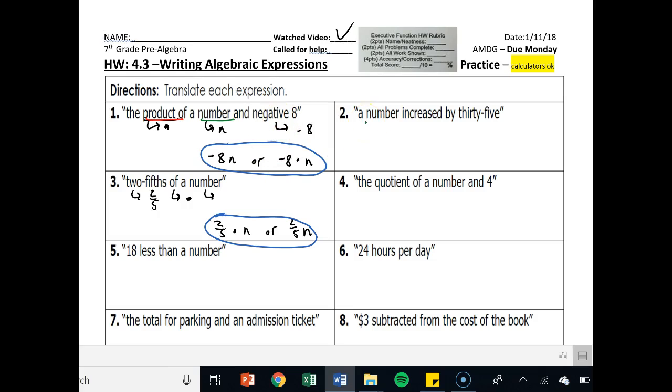So let's go down to number 5. It says 18 less than a number. So 18 obviously is a number from this. Less than, that's our operator, that's going to be subtraction, and a number, that is our variable. Now, our answer is not 18 minus n, remember, because it's less than. The word less than, you flip it around. Super key to understand. So it's n minus 18 is our answer, and that's our only answer. We cannot write that as 18 minus n. That would be a completely different problem.